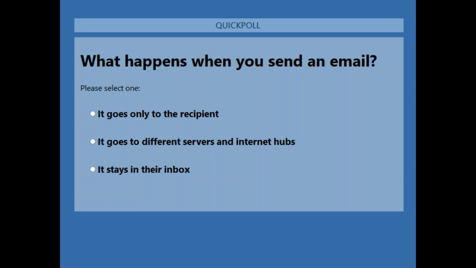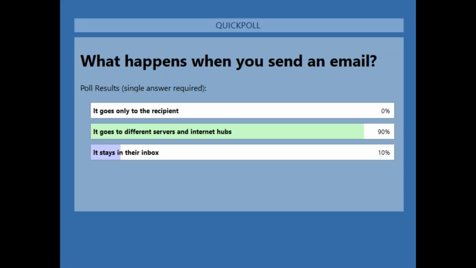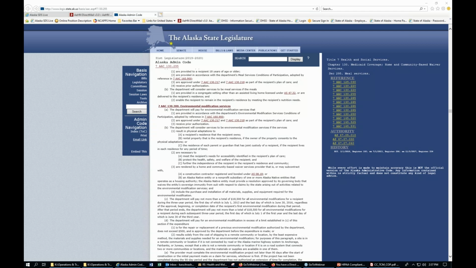Okay, most of us have voted, and most of us thought that it goes to different servers and internet hubs. Some of us thought it stays in the inbox, but it doesn't do that. It goes to the different servers and hubs. Okay.